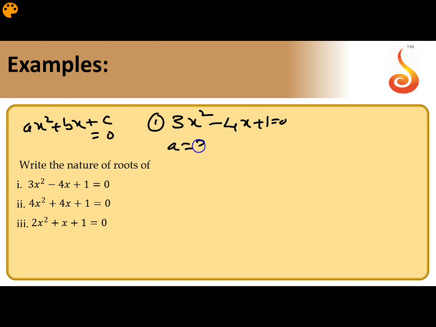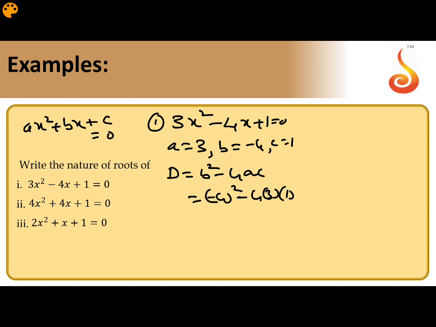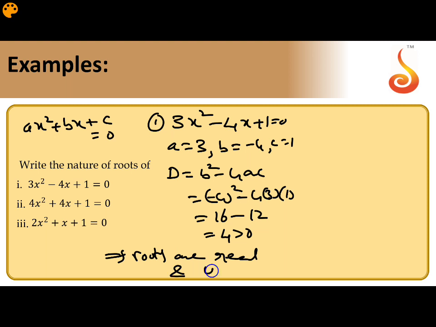Here, after comparing, a is 3. b is the x coefficient. What is the x coefficient here? Minus 4. So b = −4. Be careful to take the b value with its sign, and c is 1. Now we take the discriminant. What is the formula for the discriminant? b² − 4ac. So calculate (−4)² − 4 × 3 × 1. (−4)² is plus 16, and 4 × 3 is 12. That gives 4, which is greater than 0. So what can you write here? Roots are real and unequal.